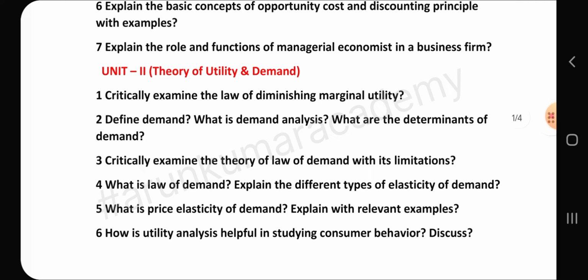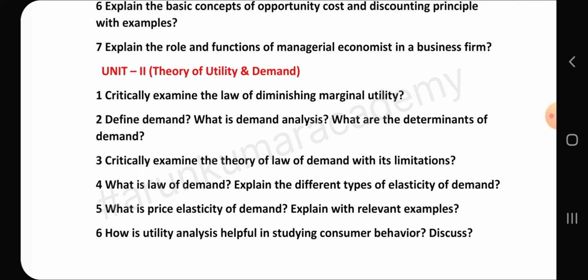Then from Unit 2, that is theory of utility and demand. So these are the most important questions, like critically examine the law of diminishing marginal utility and define demand. What is demand analysis? What are the determinants of demand? Then critically examine the theory of law of demand with its limitations.